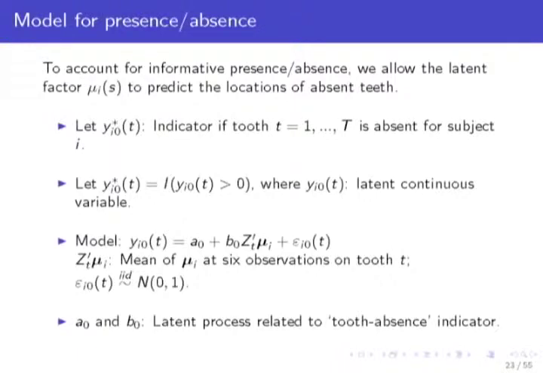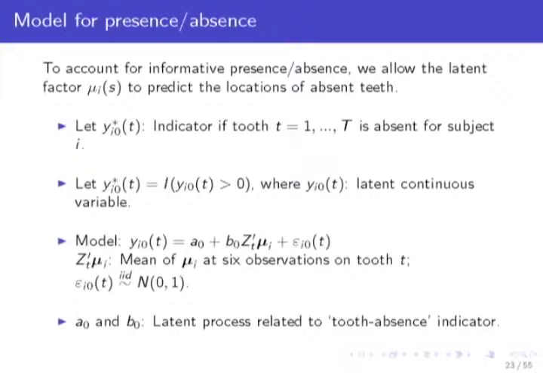Now, what to do with the model for the presence-absence? To account for the informative presence-absence, this is a binary indicator again, like the BOP. We allow the latent factor mu i to predict the locations as well. So we are going into a shared random effects framework, which you'll soon see in a minute. If you denote y i0 star t to be the indicator if the tooth t is absent for subject i, then again doing the same probit trick, you can get to this model.